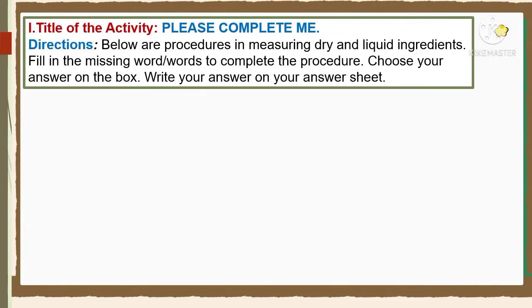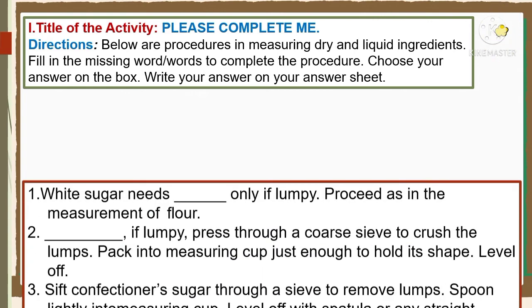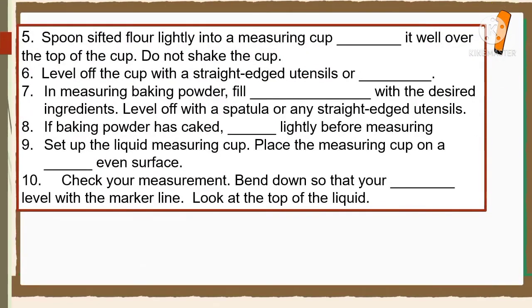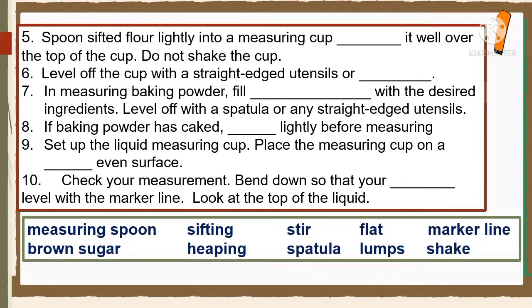For Test 1, the title of the activity is Please Complete Me. Directions: below are the procedures in measuring dry and liquid ingredients. Fill in the missing word or words to complete the procedure. Choose your answer in the box. Write your answer on your answer sheet. This is for number 1 to 4. You can now pause or take a screenshot. For numbers 5 to 10, here are the questions and also the choices. Take a shot.